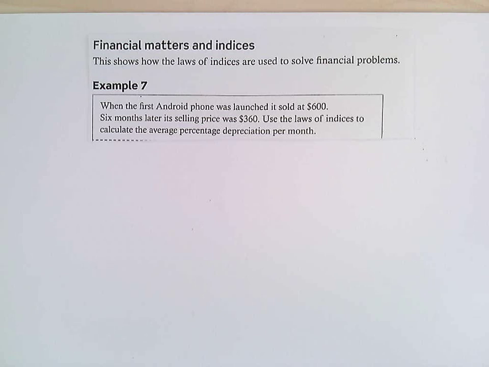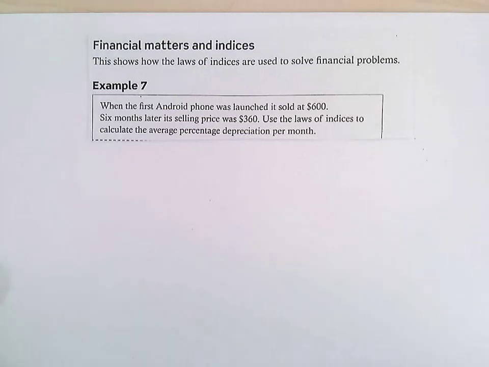Hello, we're going to look over a few financial matters and indice problems involving exponents. So we're going to look at example 7, and it says, when the first Android phone was launched, it sold for $600. 6 months later, the price was $360. Use the laws of indices to calculate the average percentage depreciation per month.